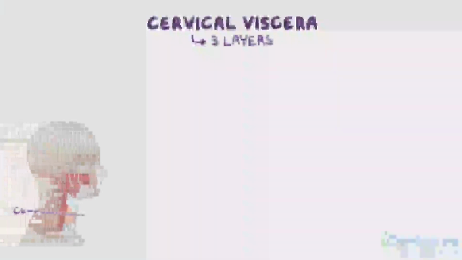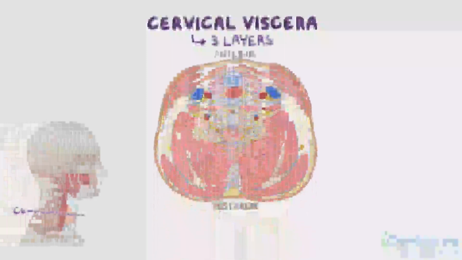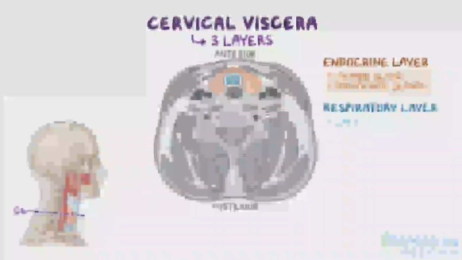The cervical viscera are composed of 3 layers named after their primary function. The most superficial layer is the endocrine layer, which contains the thyroid and parathyroid glands. Then there's the respiratory layer, which contains the larynx and trachea, and finally, the deepest layer is the alimentary layer, which contains the pharynx and esophagus. Let's focus on the endocrine layer.